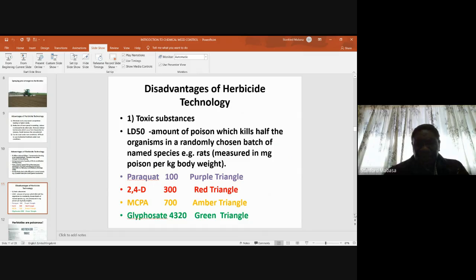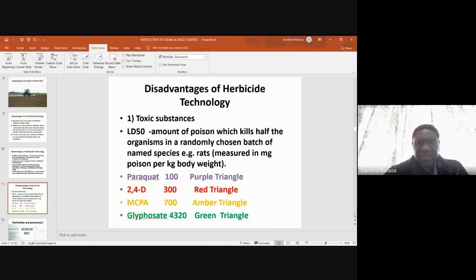Paraquat is the most toxic. It is represented by 100 milligrams per kg body weight, which is a purple triangle. 2,4-D has got 300, MCPA 700, glyphosate 4,320, and it's represented by a green triangle. Although these days glyphosate has now been reclassified as the most toxic herbicide.